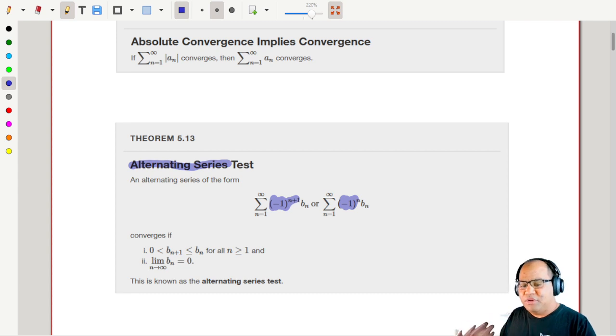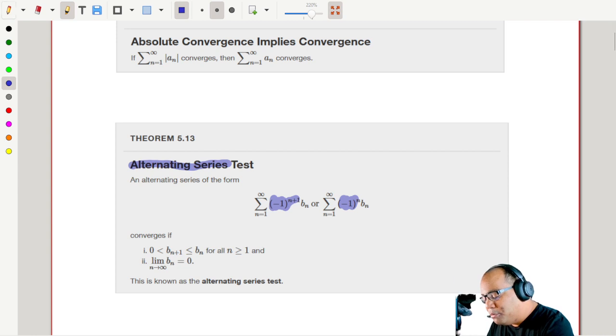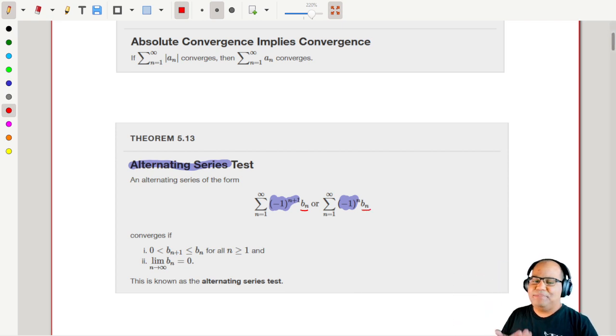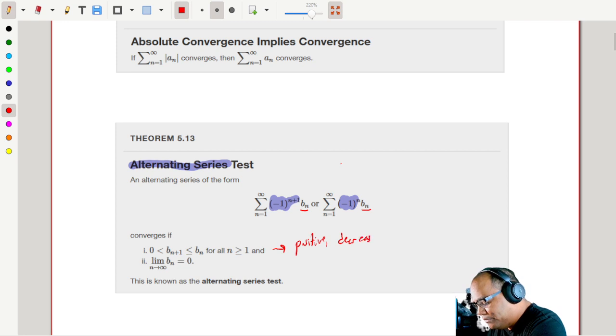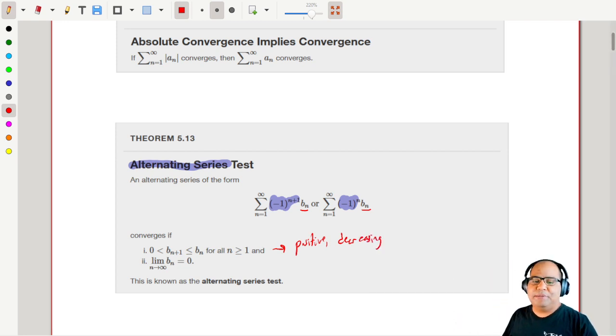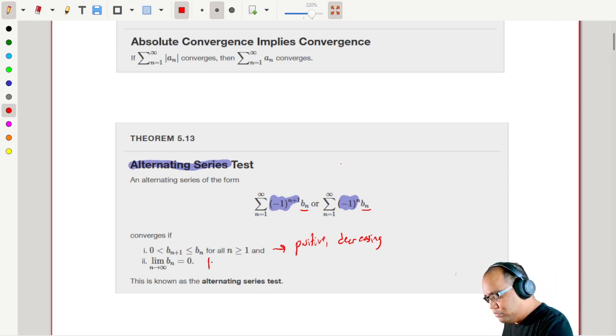If I have an alternating series in one of these forms, and I know something about this helper sequence b_n, which is pretty important to us. So what does this b_n do? Well, this first condition says that it's positive and decreasing. So the helper sequence b_n needs to be positive and decreasing. And then we need to see if that b_n sequence has a limit of 0. So let's write that down.